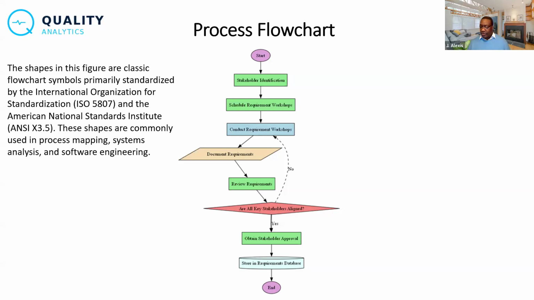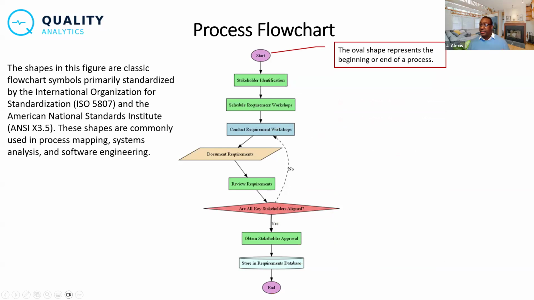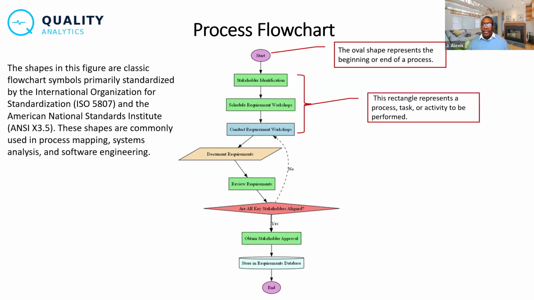Now, you can see that the oval shape represents the beginning or end of a process. For example, this process represents the collect requirements process at a firm. The collect requirements process starts with stakeholder identification. Now, the rectangle shape, this particular rectangle shape represents a process, a task, or an activity to be performed.